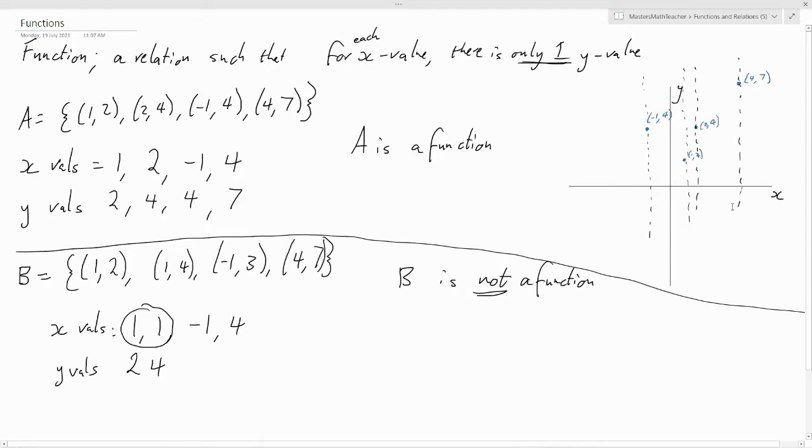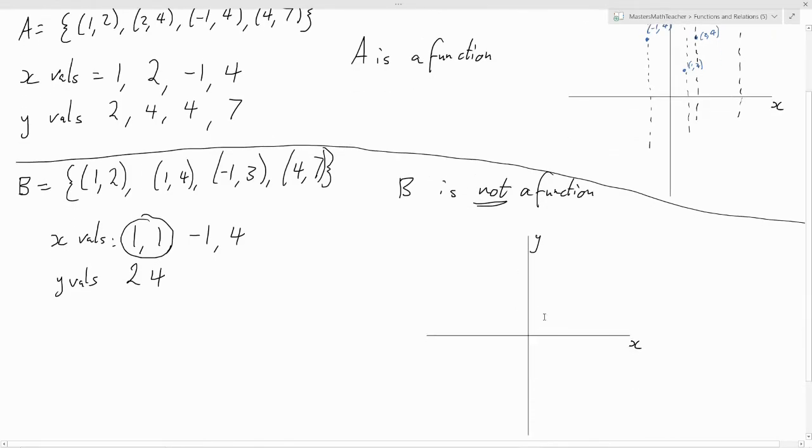Okay, let's do that for B and see what happens. So pull up a graph. We're going to plot (1, 2). Pull out my blue pen, that here. We've got the point (1, 4) up here. Got the point (-1, 3) there. And (4, 7) again. So that's around here.